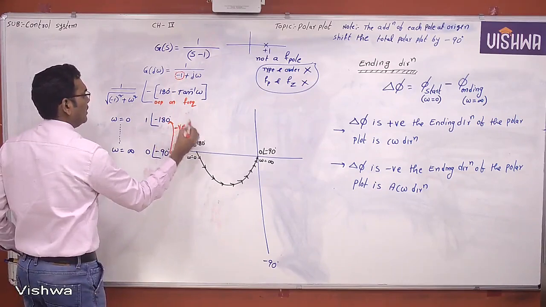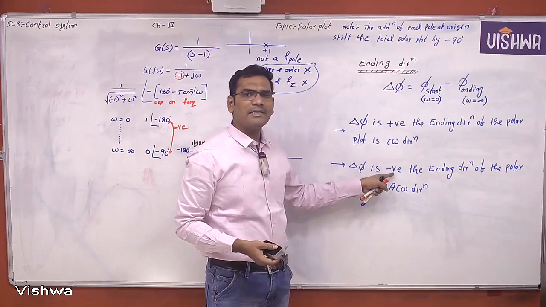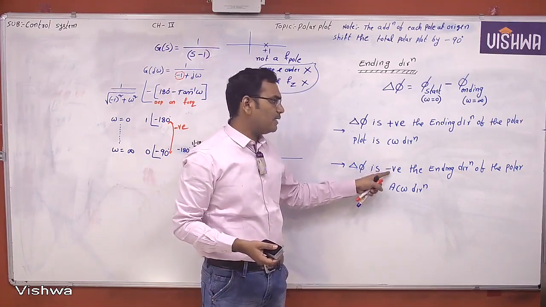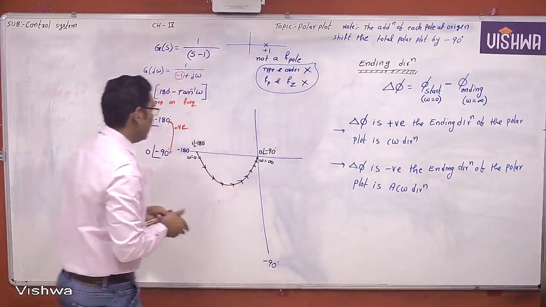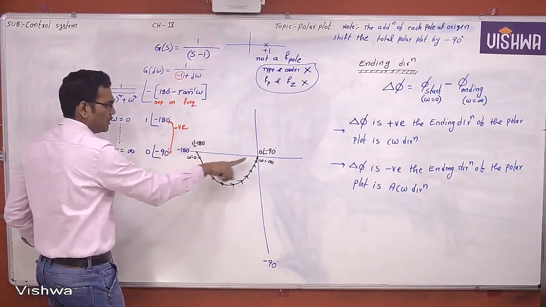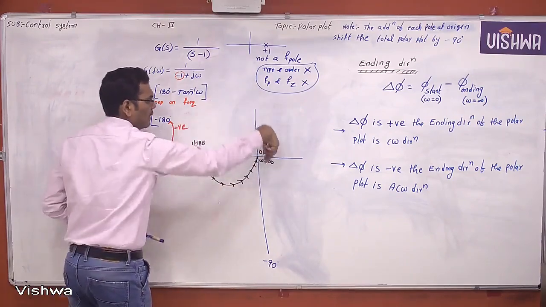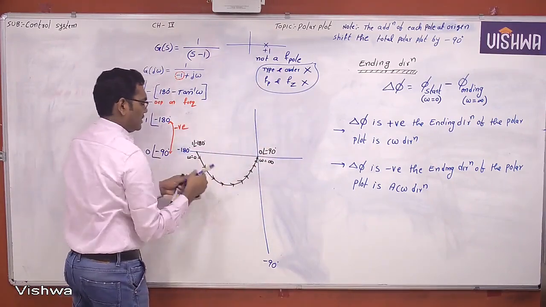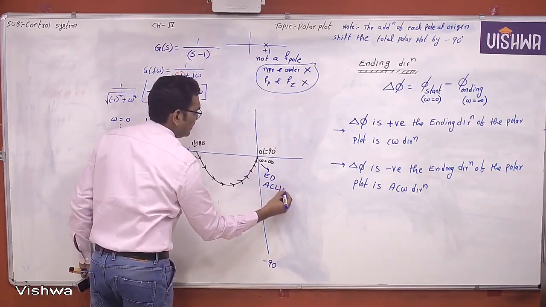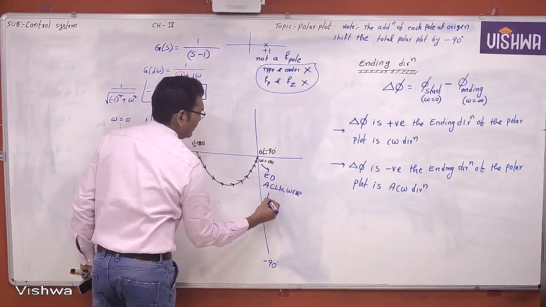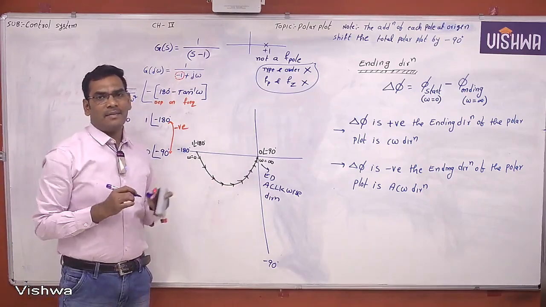This difference is negative. When the phase difference is negative, the ending direction of the polar plot is anti-clockwise. But what are you getting, where is the ending direction? This is the starting direction. See the ending direction here. Omega equal to infinity, which direction is this? This is clockwise, but this is anti-clockwise. See here, this is the ending direction, which is anti-clockwise. Is it correct or not? Anti-clockwise. And it exactly matches what the shortcut method is saying.